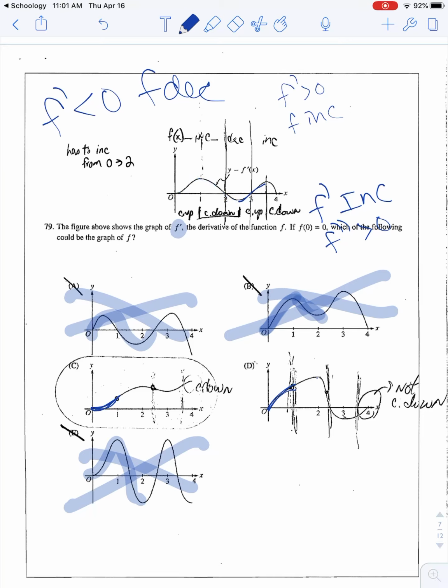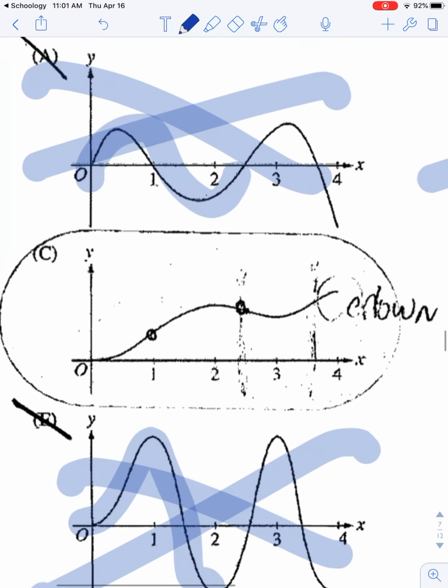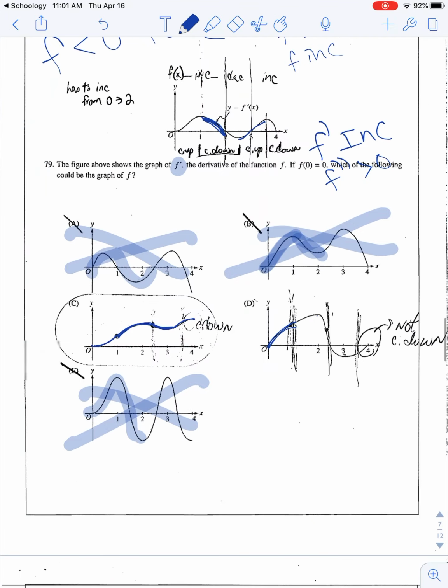From 1 to 2, the derivative is decreasing, therefore it should be concave down. Yes, that changes to concave down. And I'm going to exaggerate it a little bit here. I mean concave up, concave down, then it goes back to concave up, concave down. So that follows that up there. Okay, hopefully that helps.